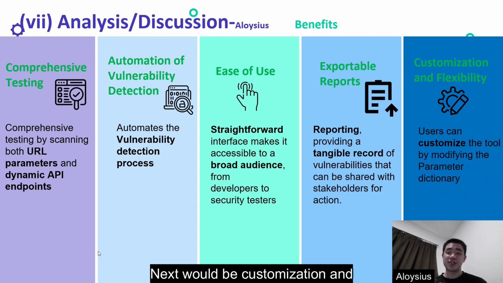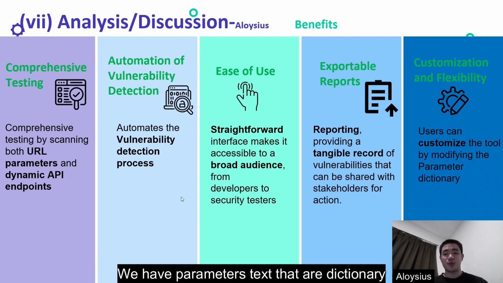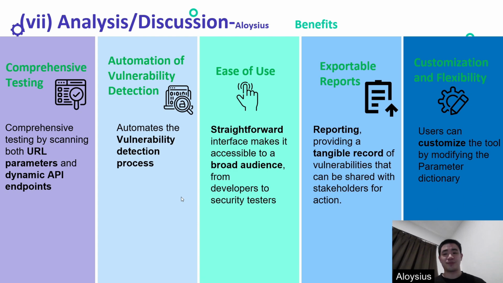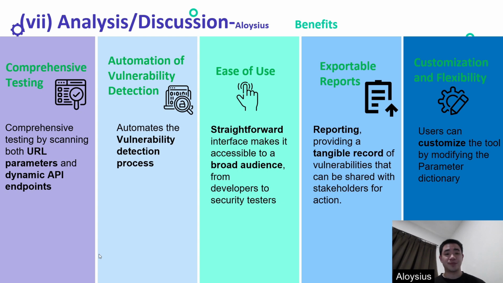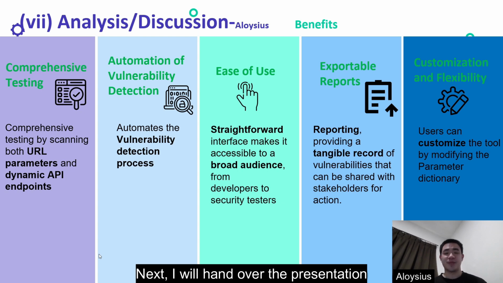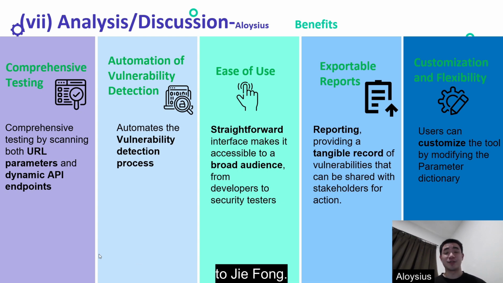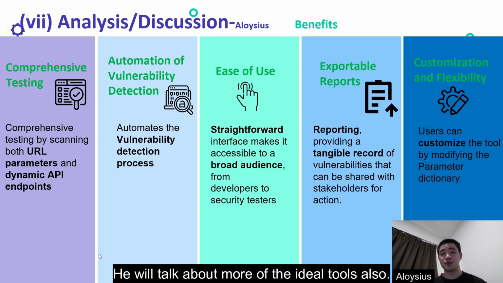Next will be customization and flexibility. As I mentioned, we have a parameters text, our dictionary, and it allows for great customization depending on the type of website or large applications that you are trying to scan for. Next, I will hand over the presentation to Jia Fong. He will talk more about the ideal tool also.